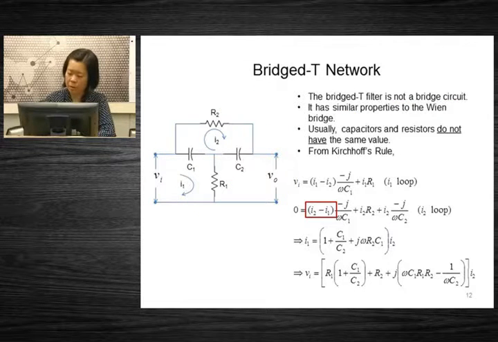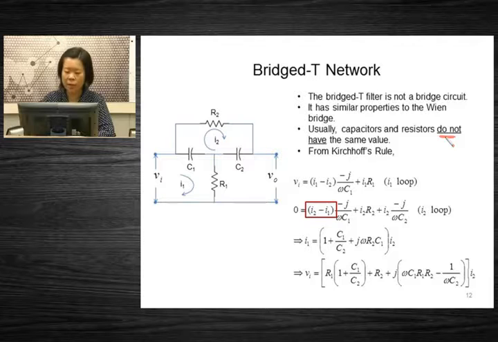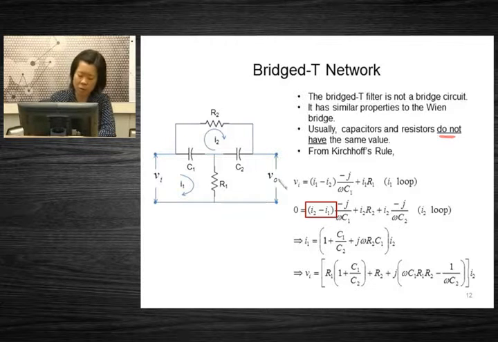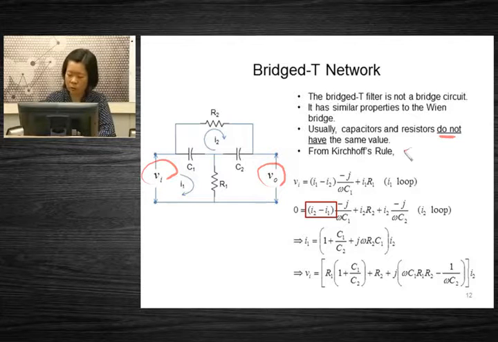Usually, capacitors and resistors do not have the same value. So this is the difference between the bridged T network and the Wien bridge. Now we want to figure out the ratio between output value and input value. So let's use Kirchhoff's rule.